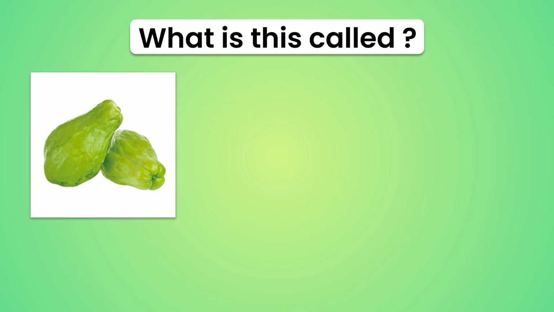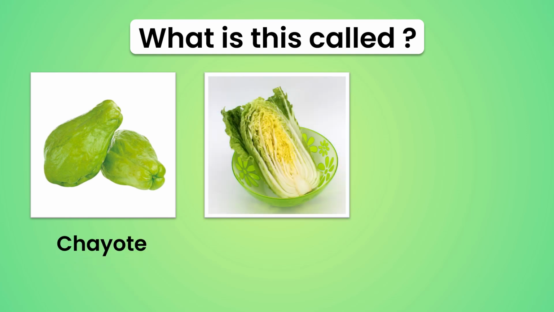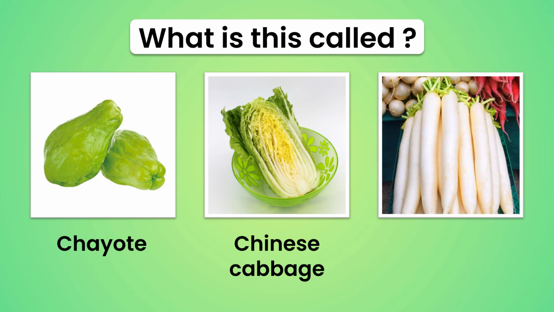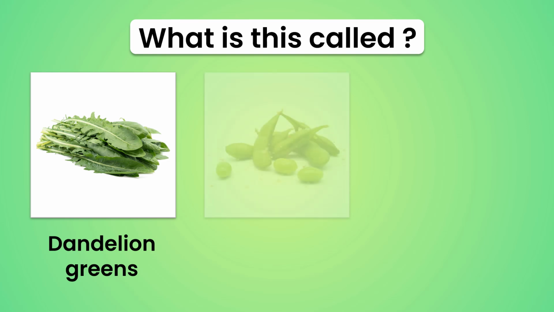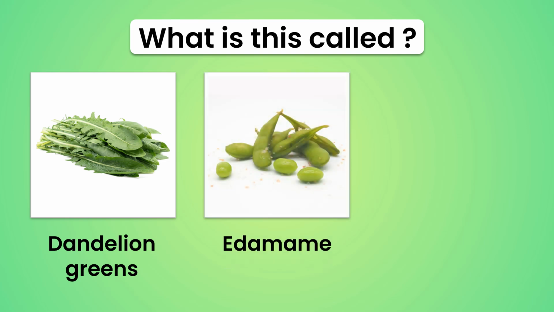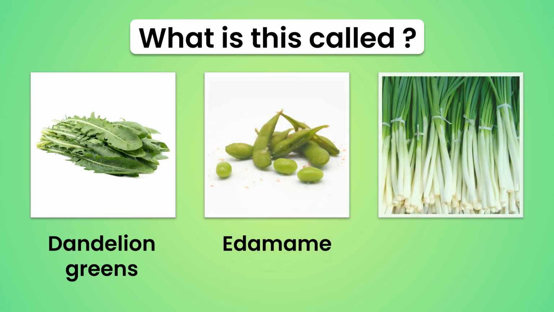What is this called? Chayote, Chinese cabbage, daikon radish. What is this called? Dandelion greens, edamame, green onion.